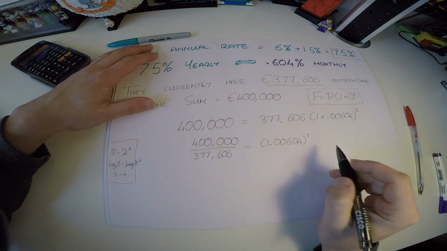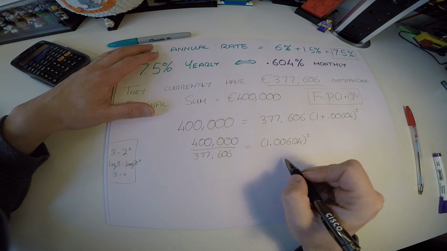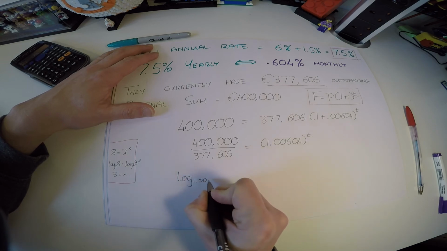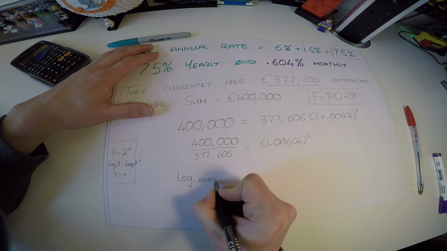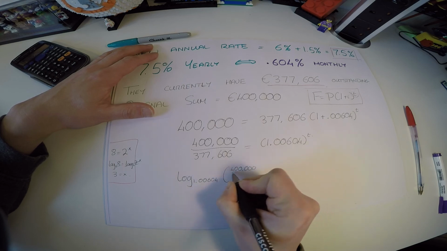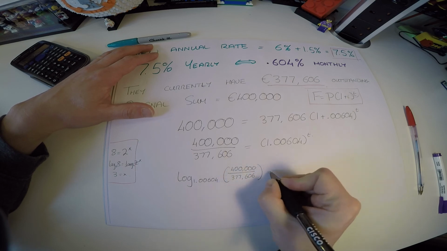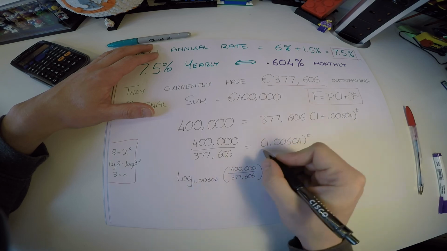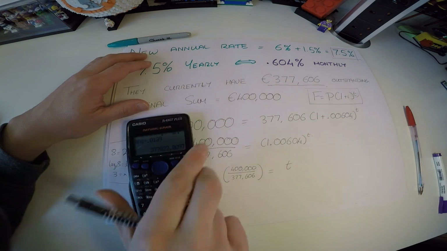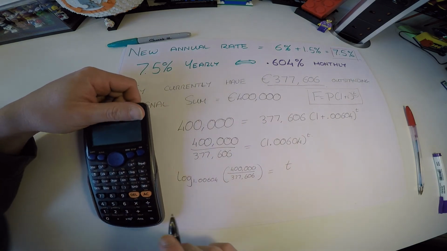So logs are absolutely lovely to use. They're easy. So what's the base of this power that we don't know? It's this 1.00604. So we must get the log base 1.00604 of this side. Okay, now when we get the log base of this stuff, this side, it's just going to get rid of this stuff. It's just going to bring our t down like so.